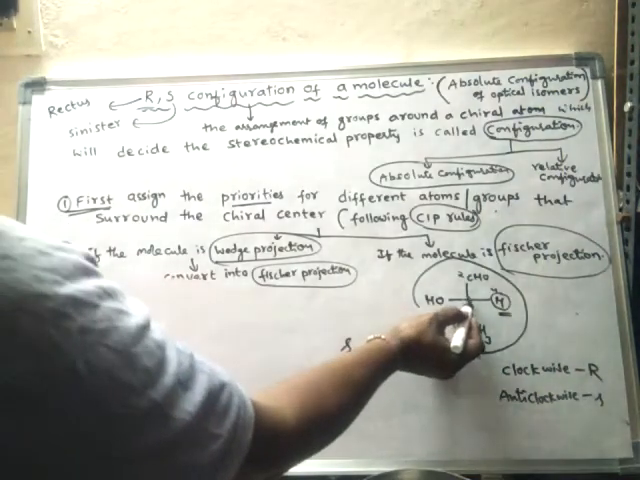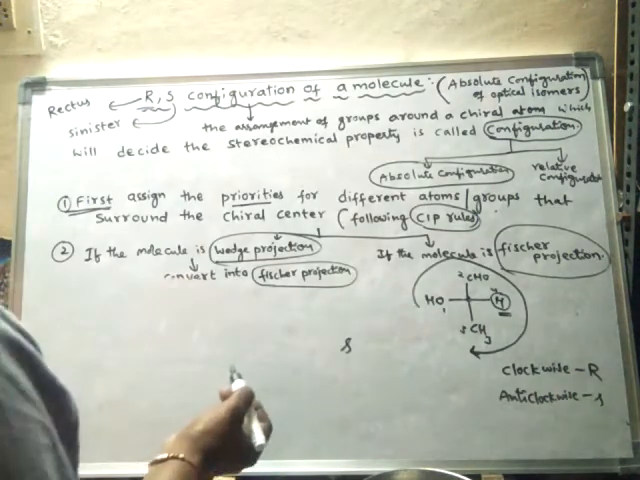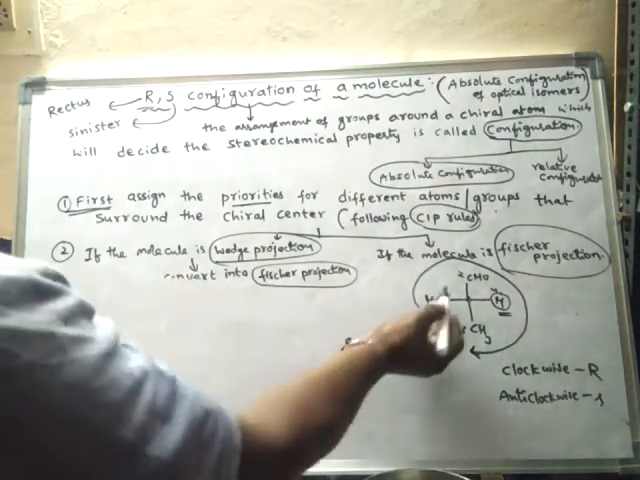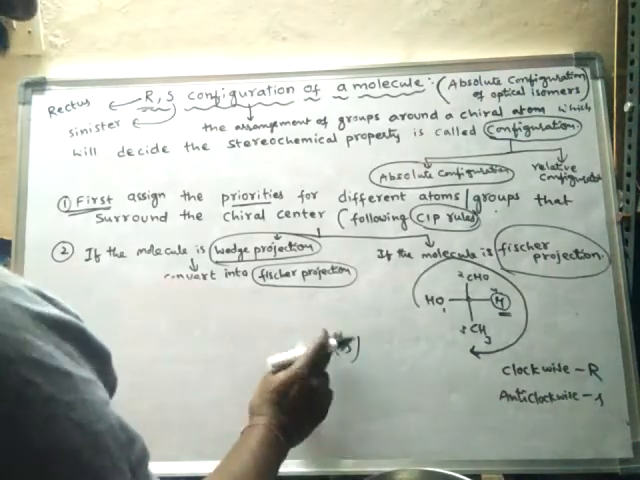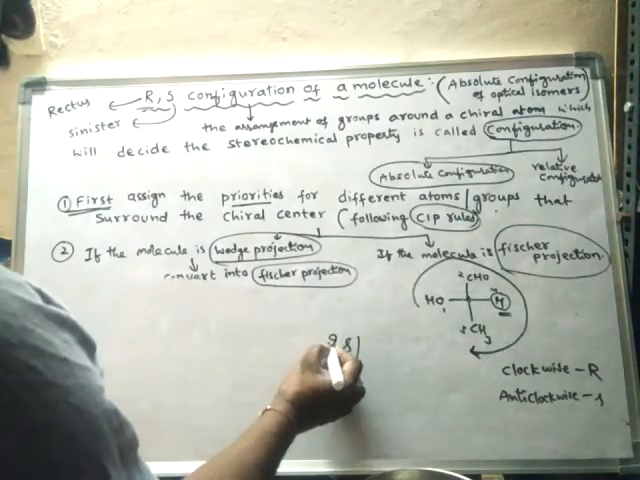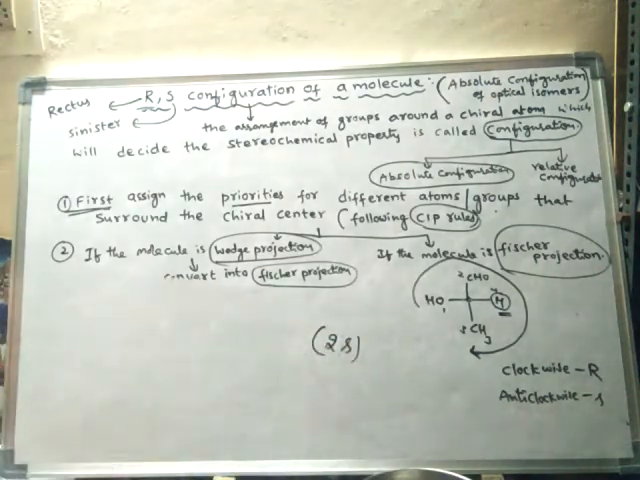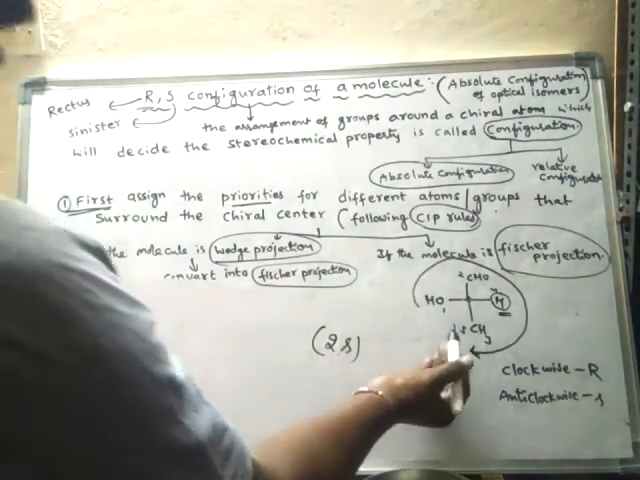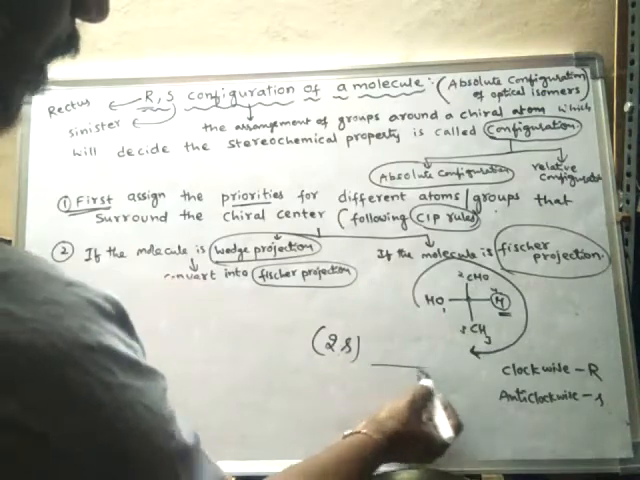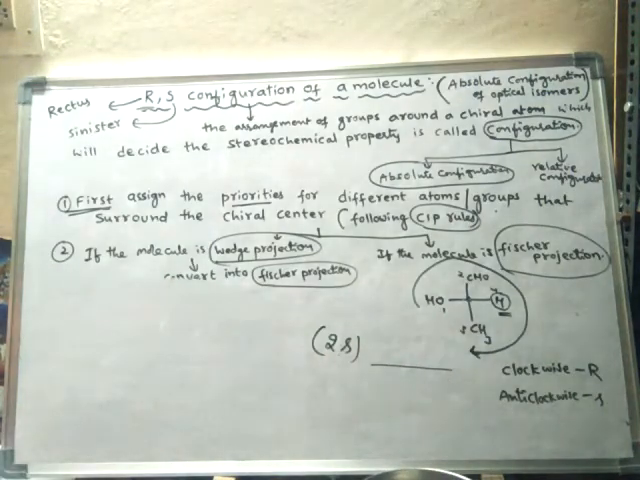So that means the second carbon is the chiral carbon, and it is having S configuration. So we have to write 2S. Which carbon is having that configuration? It is 2S, and we have to write the IUPAC name of the compound like this.